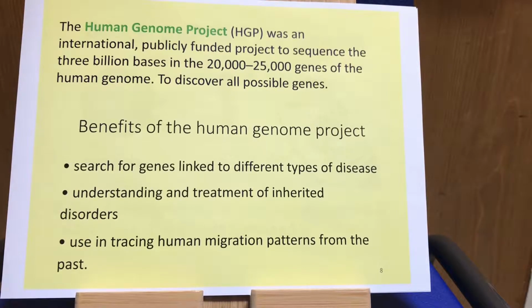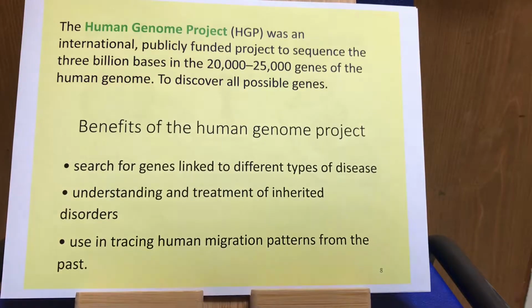And they worked out there were between 20,000 and 25,000 different genes of the human genome. And when we say all of your DNA, your genes, we can refer to that as your genome. Now why did they do this? They did this to learn about different types of disease that are genetically inherited. They did this to find out how they can understand and treat different inherited disorders, and they did it also to trace back migration patterns of humans in the past.